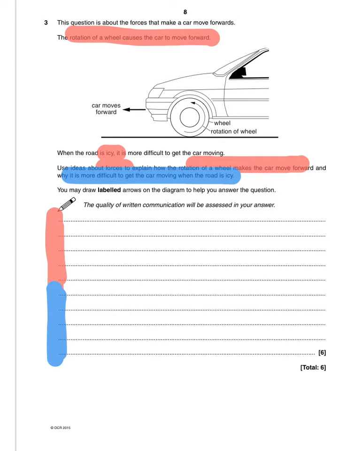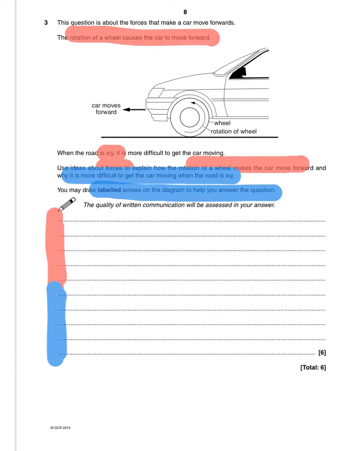And it says you may draw labelled arrows on the diagram to help you answer the question. I would definitely be doing that, because what that does is it allows you to get some easy marks. So you can probably do that up there, draw some arrows, and you might not have to explain as much down in the writing section for you to achieve those marks.